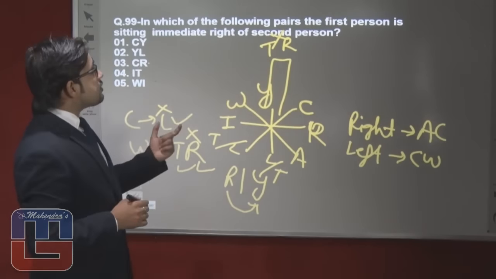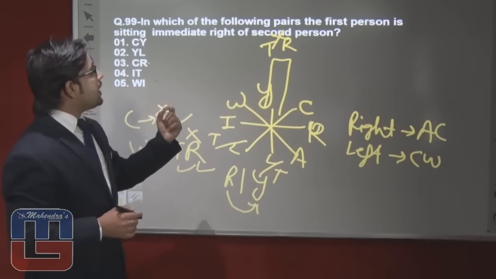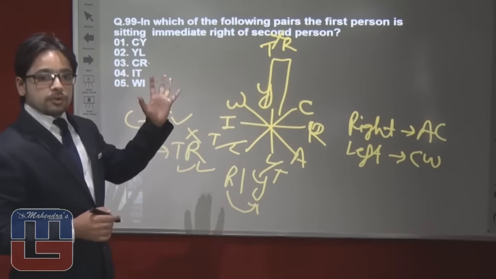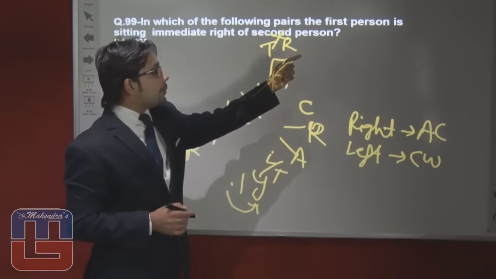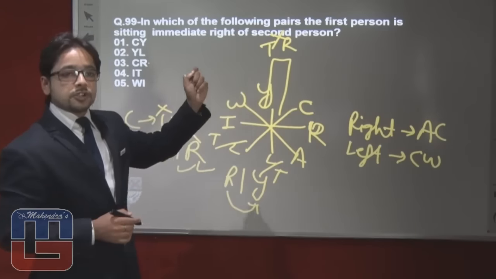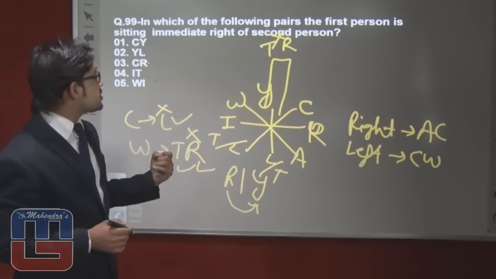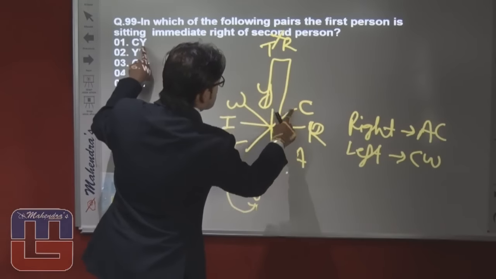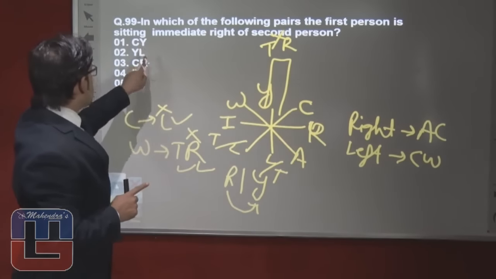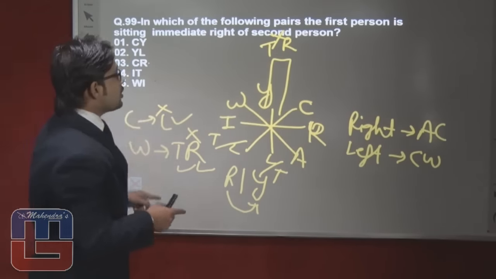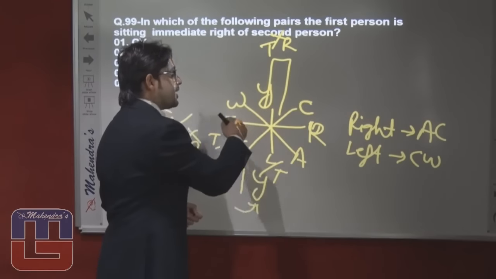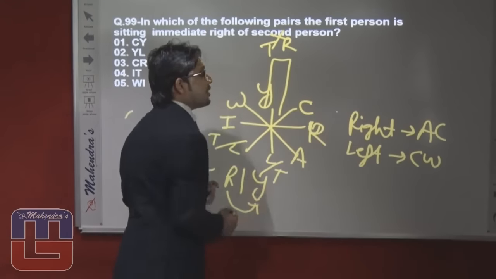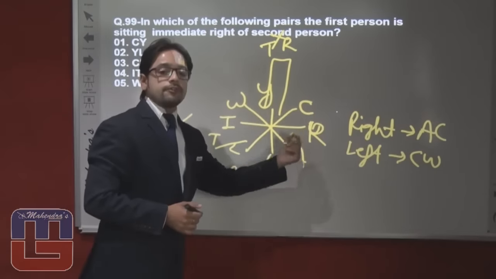Next question is: in which of the following pairs is the first person sitting immediate right of the second person? Again we have to listen carefully. The first option is C and Y. As you can see here, C is just left, but we have to find out immediate right. Now is Y just right of L or not? The second answer also fails. Third is C is just right of R. Yes, this is the right answer of this question. We can say that C is just right of R.